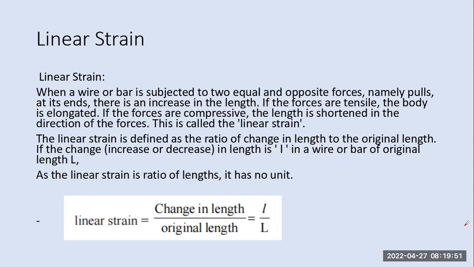This is called the linear strain. The linear strain is defined as the ratio of change in length to its original length. If the increase or decrease in length is l, in a wire or bar, kumbaga yung ating object, wire or bar of original length L. As a linear strain is the ratio of lengths, it has no unit, so dimensionless siya. So wala tayong unit regarding sa ating linear strain. And then here we have its formula. So yung linear strain natin is equals to the change in length over its original length. Okay, so next slide.